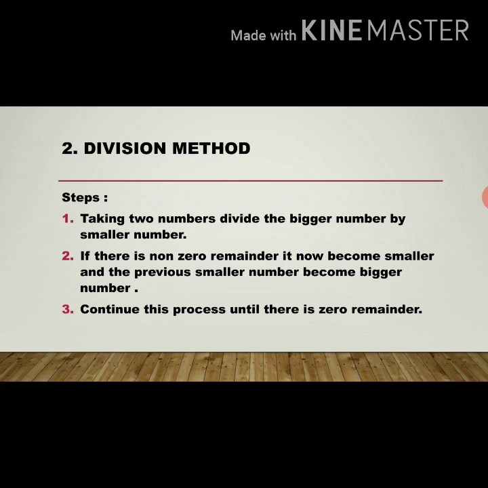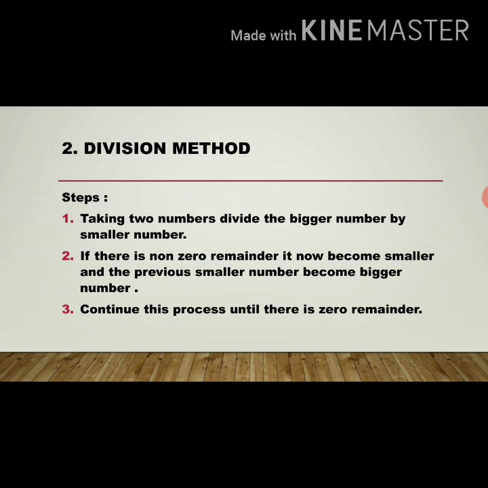The second step: if there is a non-zero remainder, it now becomes the smaller number and the previous smaller number becomes the bigger number. After dividing the bigger number by the smaller number, a balancing figure, the remainder, will come. That remainder should be smaller than the previous smaller number. With the help of the remainder, we divide the previous divisor.